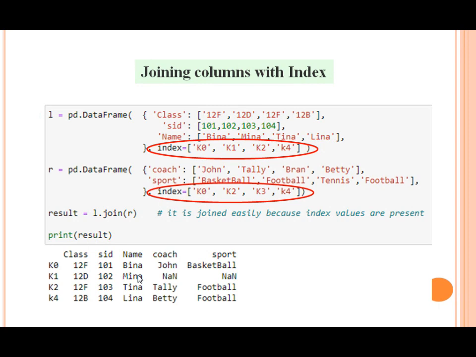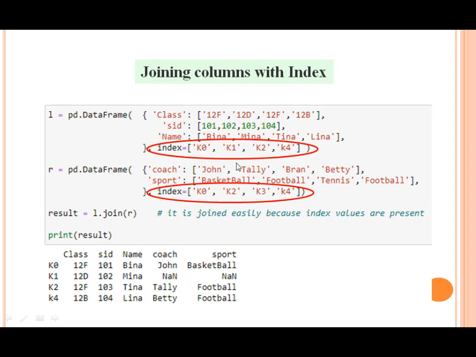So K0 matches with K0, and in the data frame it is written 12th F, 101, Veena, John and basketball. K1 is taken from the left data frame, 12D, 102, Meena, but coach and sport are not mentioned because K1 is not mentioned here.